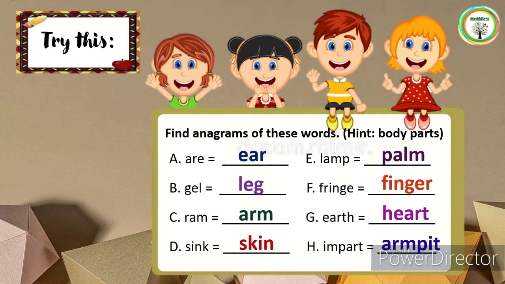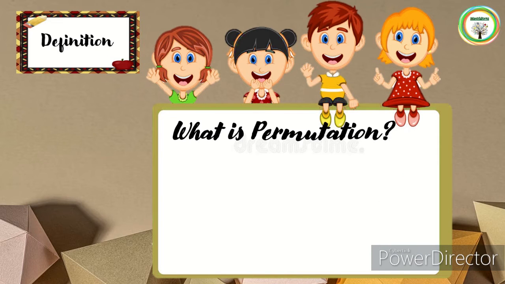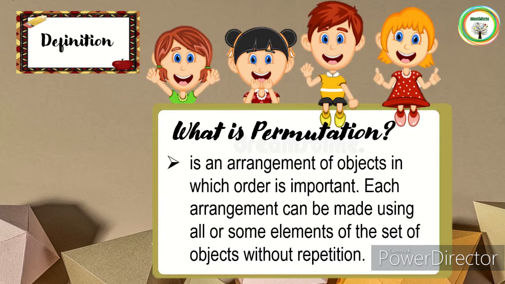In this activity, we arrange the letters of the given words to form new words. As you have seen, an arrangement can be applied to words and can also be used in many other situations. In mathematics, arrangements correspond to the word permutation. So what is a permutation? A permutation is an arrangement of objects in which order is important. Each arrangement can be made using all or some elements of the set of objects without repetition.